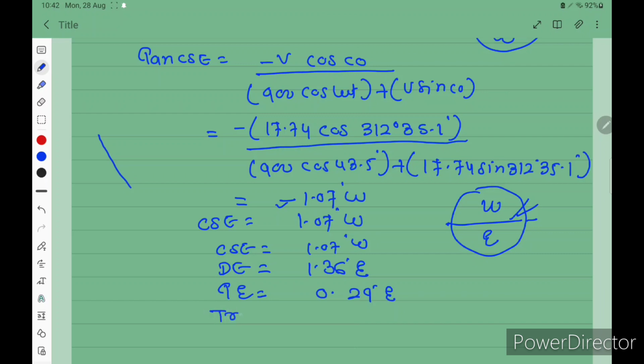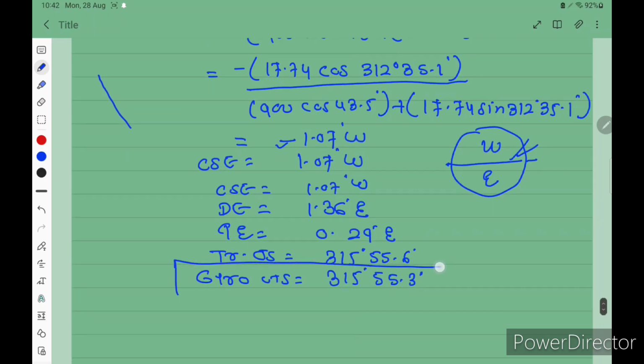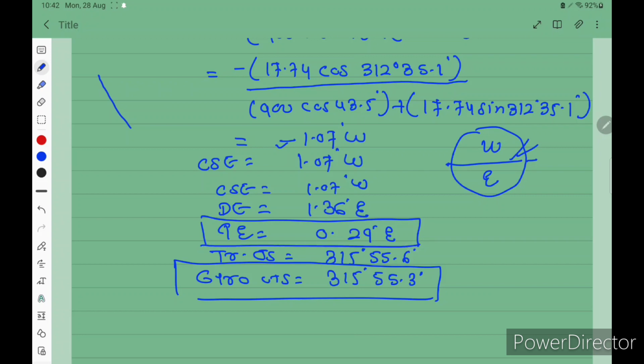Okay, so true CTS we calculate 31555.6. So gyro CTS is equal to 31555.3. So this is our answer, and this is total our answer. So it's a frequent question and it's coming several times, so it's very simple. Let's move to the next question.